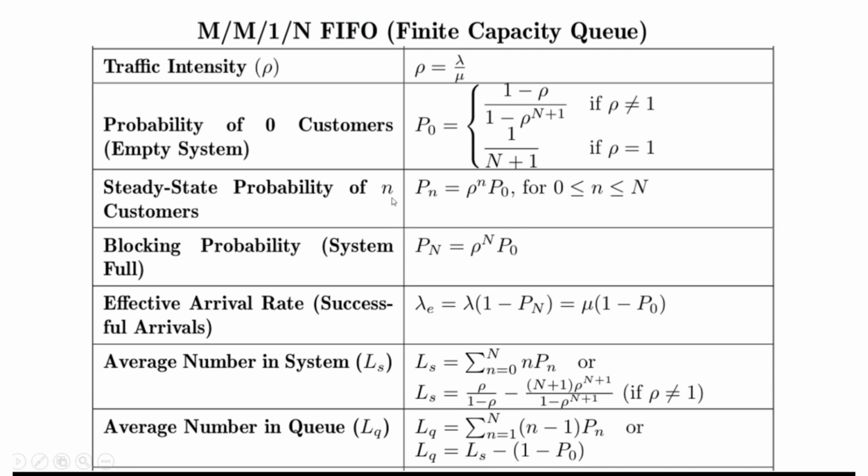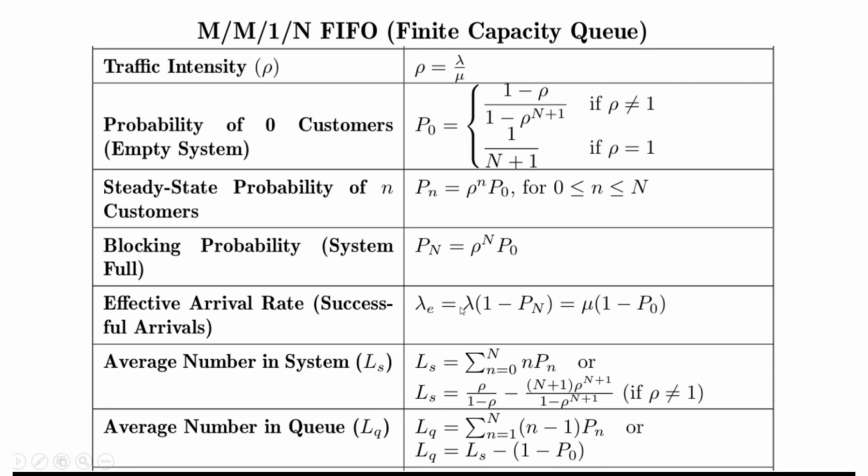We have blocking probability, P suffix capital N. The formula will be P suffix capital N equals rho power capital N times P naught. It means the probability that a new arrival is blocked because the system is full, where the capacity is capital N. You have the formula for effective arrival rate, that is the most important parameter. It means the rate at which the customers actually enter and get served. That means those are not blocked.